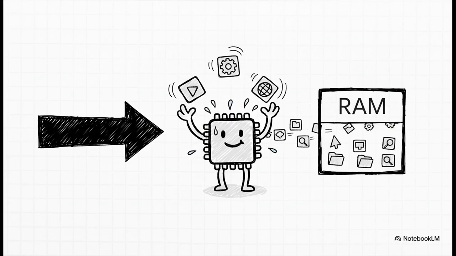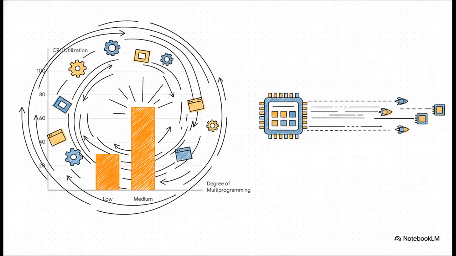So it tries to cram as many programs or processes into RAM as it possibly can. This strategy is called increasing the degree of multiprogramming. And at first, this works beautifully. As we add more and more programs, the CPU finds more useful work to do. Its utilization, basically how busy it is, goes up, and our whole system feels faster.